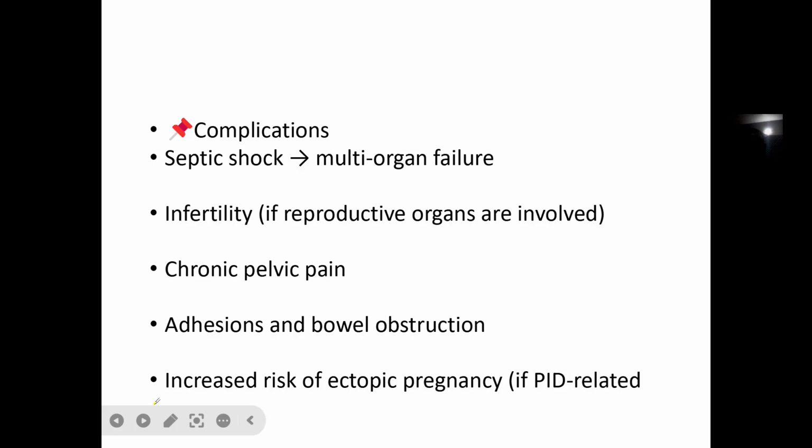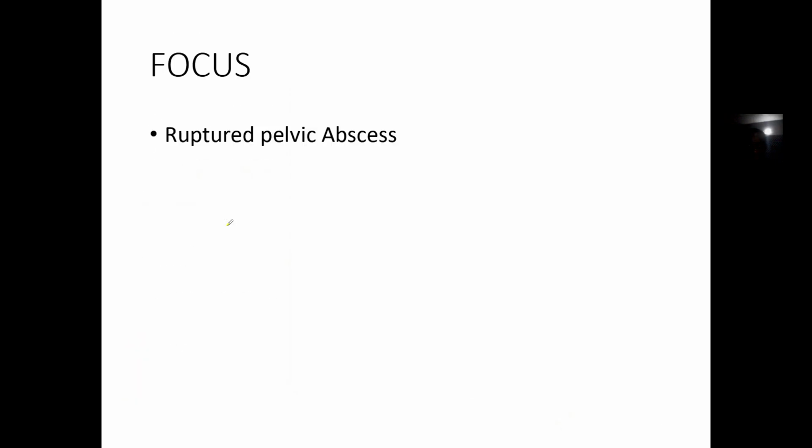So complications is this, because septic shock could lead to multiple organ failure. So many organs could fail in such an individual, and many organs could get contaminated, leading to the individual suffering from infertility. So sometimes the individual could actually suffer from pain, okay, for a very long time. That's chronic pain, adhesions and bowel obstructions, and there's increased risk of ectopic pregnancy. That's when the individual tries to actually get pregnant later on after the complications. So that's it.